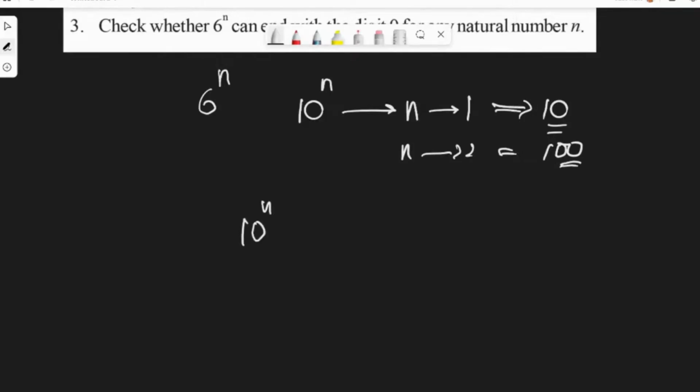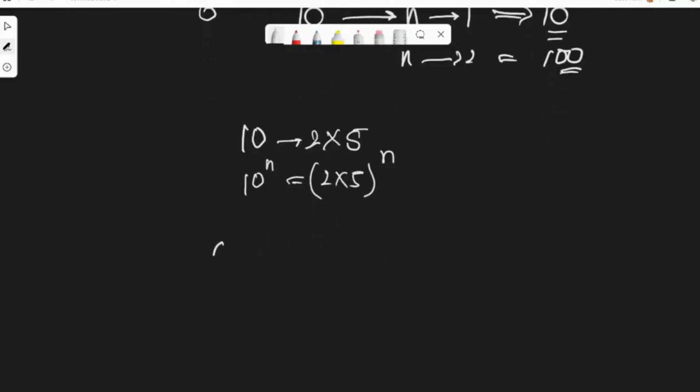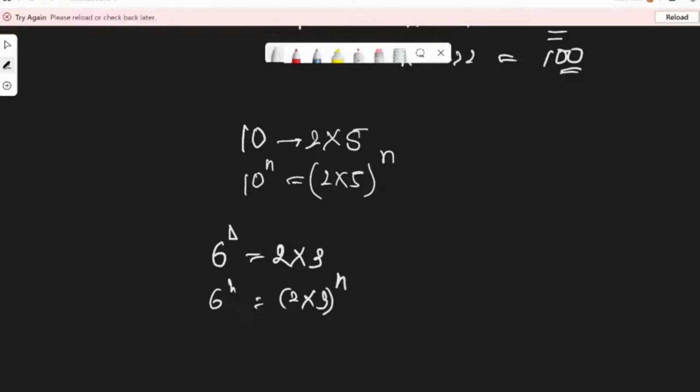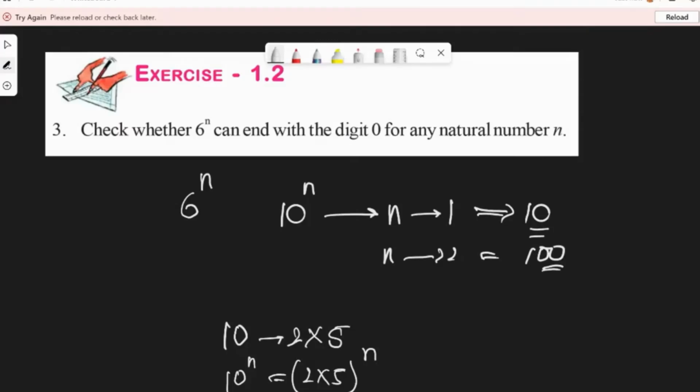So 10 power n, which can be written as 2 into 5, whole power n. So the prime factorization of the number should contain 2 and 5. While we check 6 power n, it only contains 2 and 3, or 6 power n is equal to 2 into 3 power n. It does not contain any 5, meaning it only contains 2. So we can say that for any natural number n, 6 power n can never end with a 0.